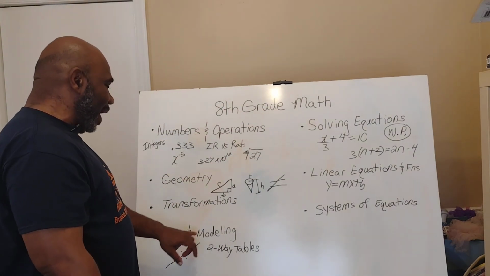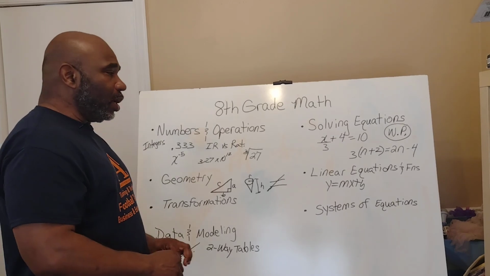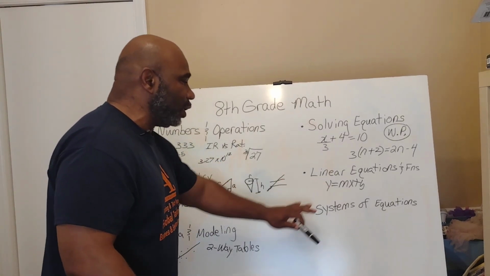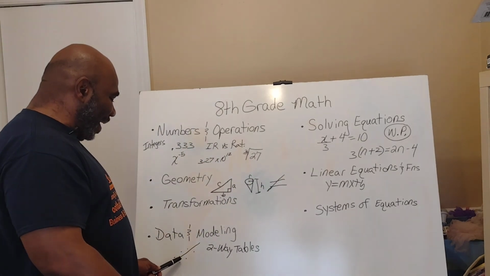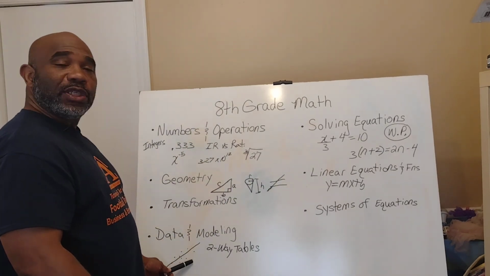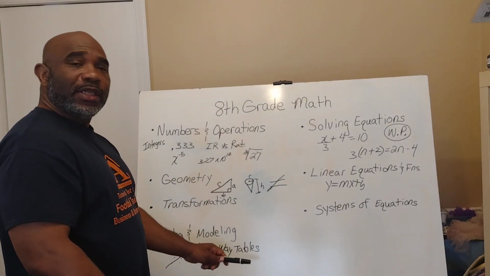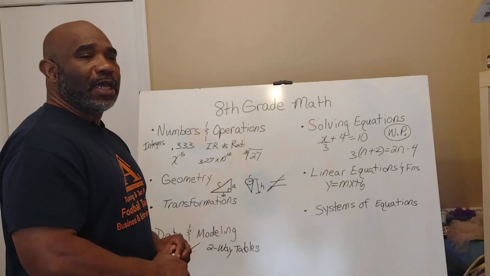And finally, data and modeling. We're going back to a linear equation. What if we had a bunch of data spread out on a plot? We would try to draw a line of best fit. So we deal with scatter plots, two-way tables, frequency tables, things of that sort.